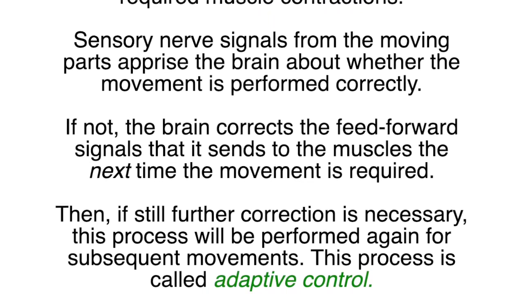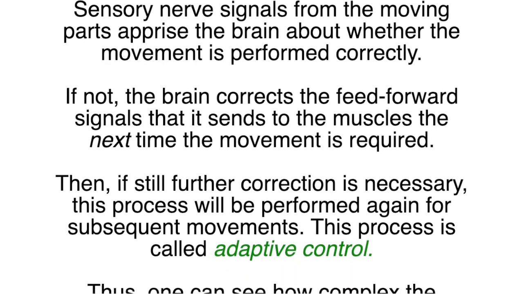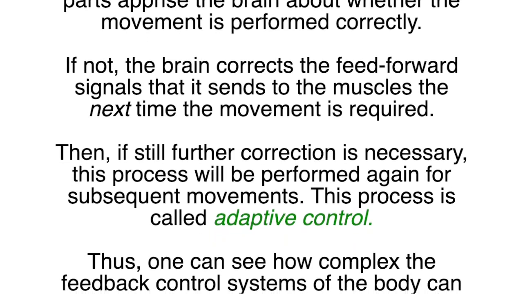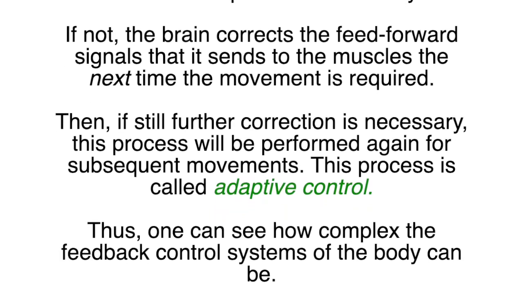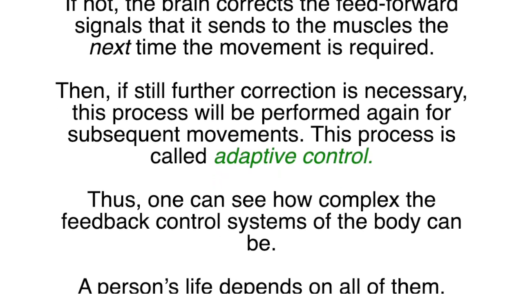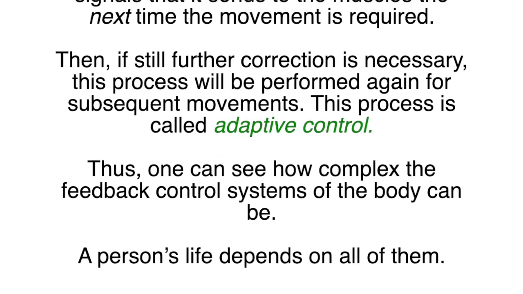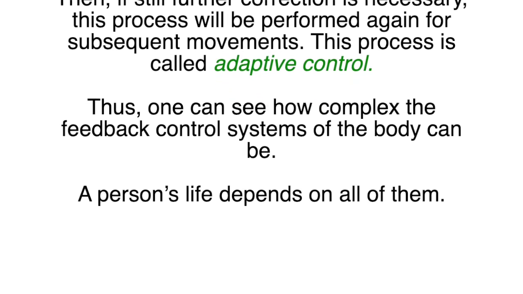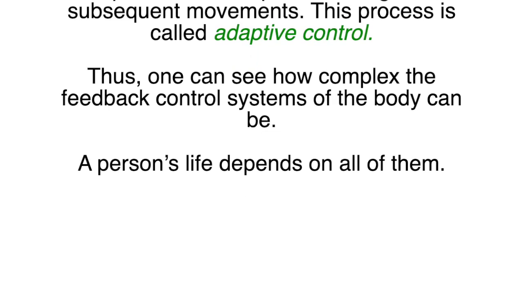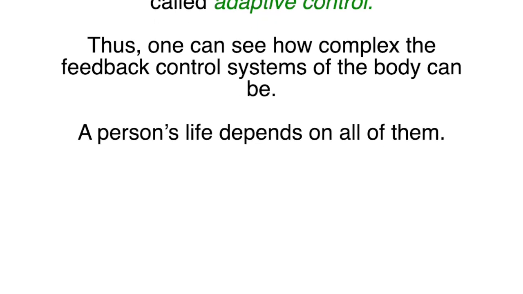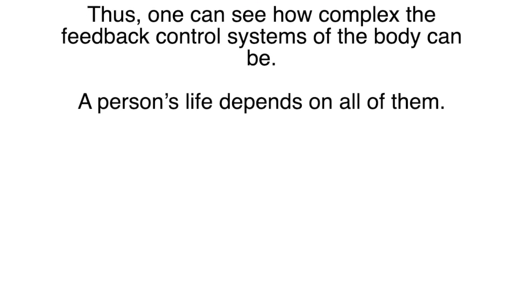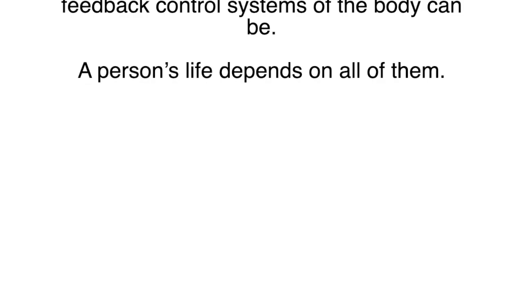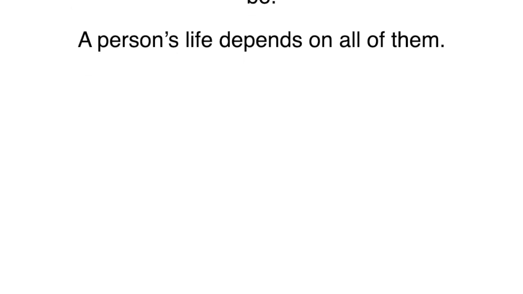Sensory nerve signals from the moving parts apprise the brain about whether the movement is performed correctly. If not, the brain corrects the feed-forward signals that it sends to the muscles the next time the movement is required. Then, if still further correction is necessary, this process will be performed again for subsequent movements. This process is called adaptive control. Thus, one can see how complex the feedback control systems of the body can be. A person's life depends on all of them.